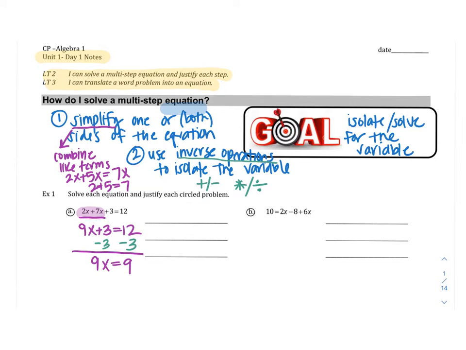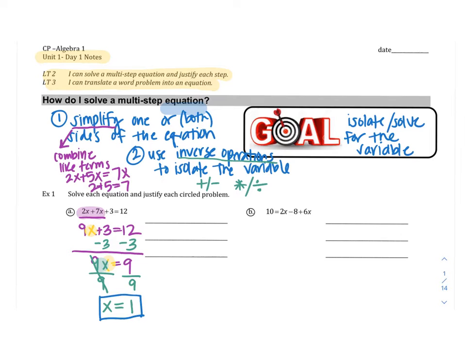Again, my goal is to isolate the variable x. I have 9 times x, so the inverse operation of 9 times x is division. I'm going to divide both sides by 9. 9 divided by 9 is 1, so we get x equals, and on the right, 9 divided by 9 is 1. So my final answer is x equals 1.